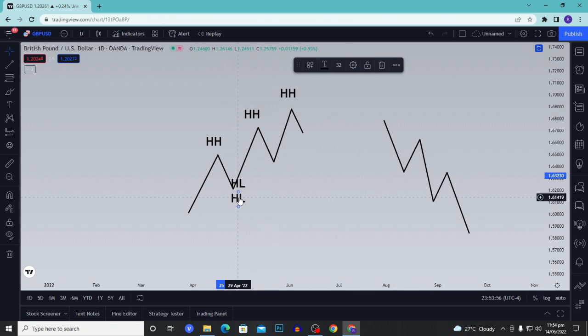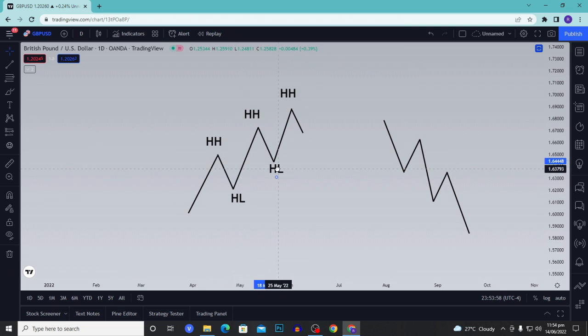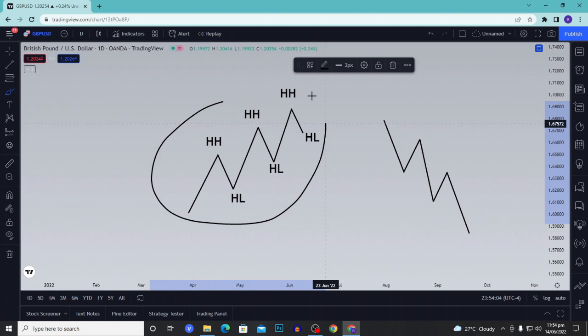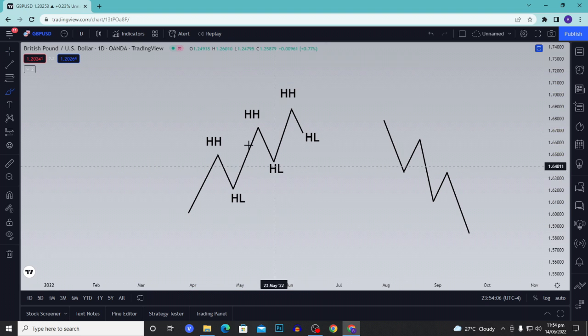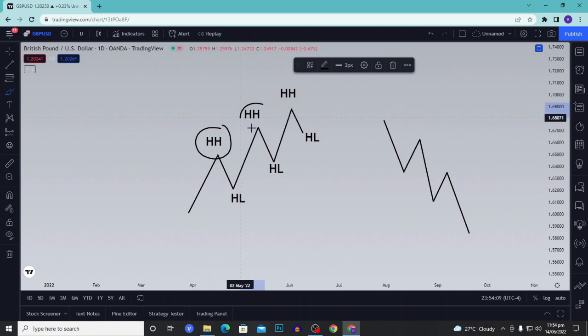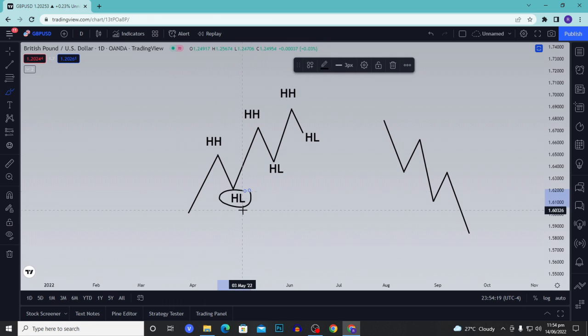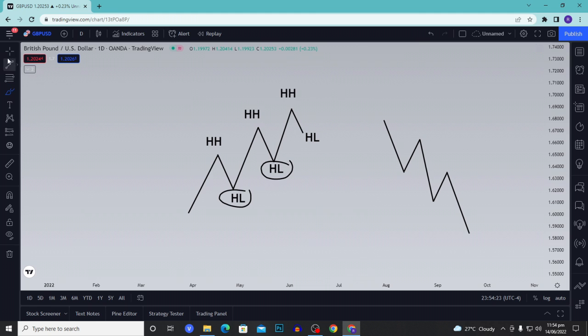Let me label it here. As you can see in this example that I drew out, price is forming higher highs here and it's also forming higher lows as you may see here.